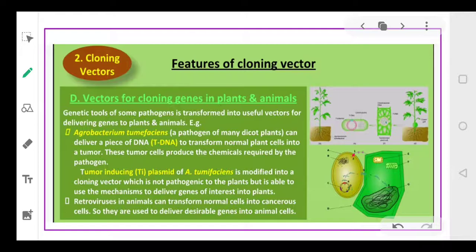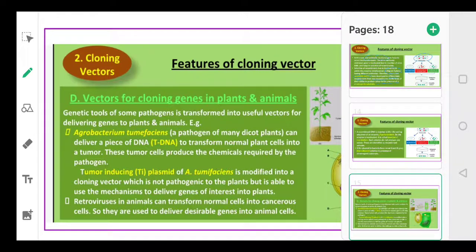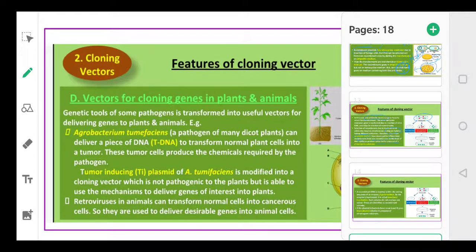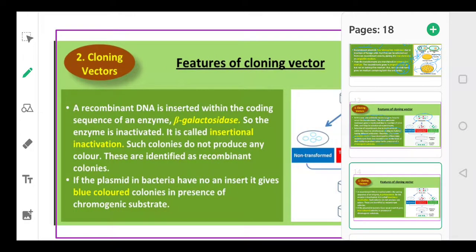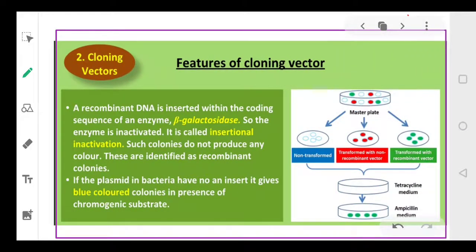Then coming to the vectors for cloning genes in plants and animals. Okay, let's have another example also. As I was telling you, if we have to identify the recombinants from the non-recombinant cells, the easiest way is depending upon the chromogenic substrate and depending upon the color.